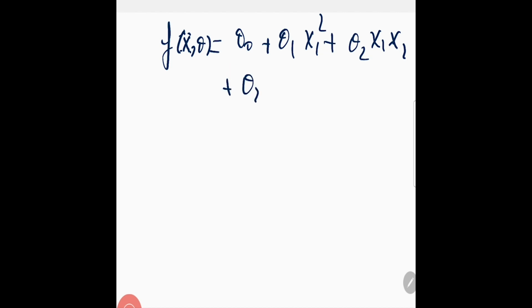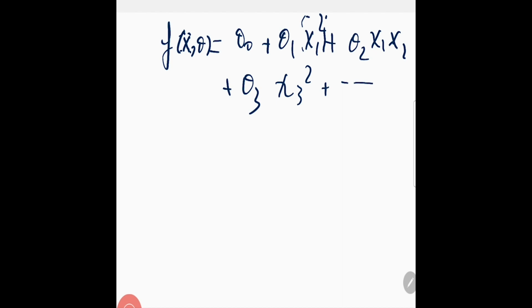So let's just say theta node plus theta 1 x1 squared plus theta 2 x2 squared, for example, or x1 x2 maybe, plus theta 3 x3 squared plus. So you can find that our input variables here happen to be nonlinear functions, actually, which makes f itself a nonlinear function in the input features.